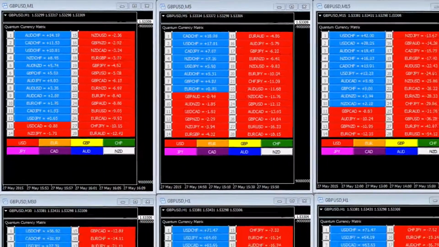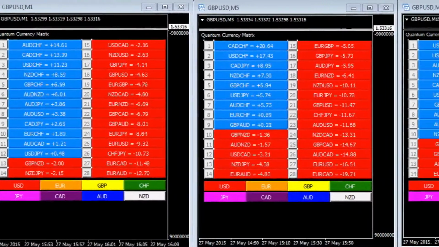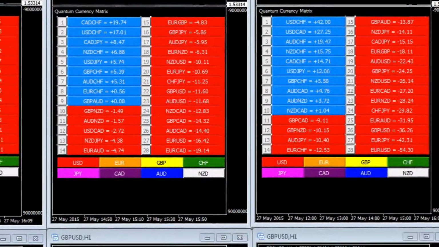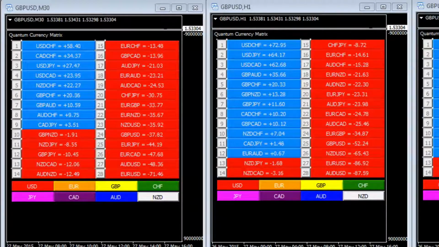Now, the next issue concerns the numbers themselves. And here it's all about the relative nature of one number to another. As you will see as we move up the time frames, the numbers at both extremes increase from low to relatively high in the slower time frames.